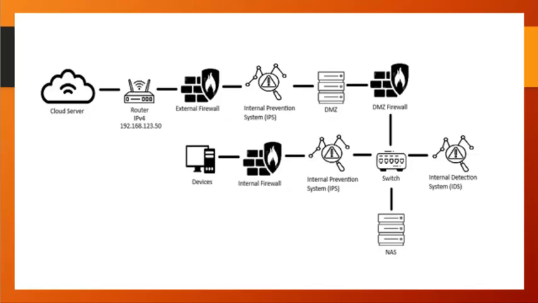Further, an internal firewall and IPS helps to detect and protect against threats on the internal network. Finally, adding a network-attached storage, or NAS, to the switch can be used as a backup server in case data gets corrupted or lost.